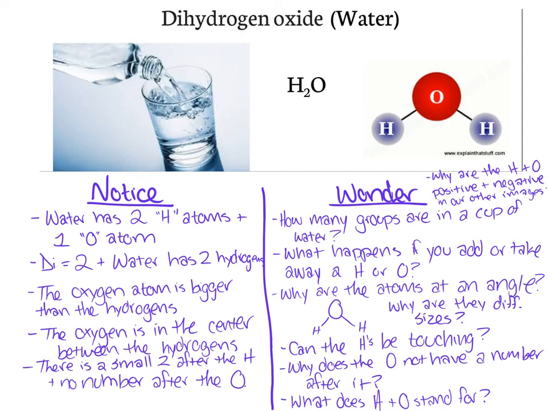I want more than one bullet point. So things that you could notice for water: water has 2 H atoms and 1 O atom. So again, you could notice something about the model, the picture. You could do something about the formula. You could do something about the name. Like, oh, di. Di means 2, so dihydrogen. Maybe that has something to do with it. The oxygen atom is bigger than the hydrogen. Color really doesn't matter, but you could say red versus gray, that's fine. The oxygen is in the center between the 2 hydrogens. You could talk about there's a small 2 here, but there's nothing here.